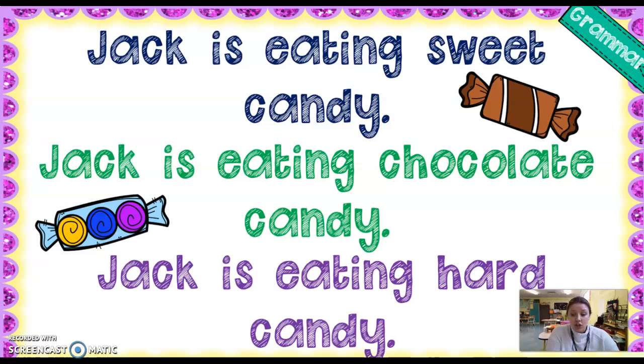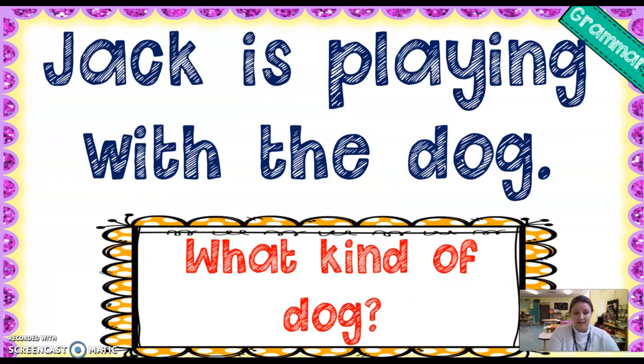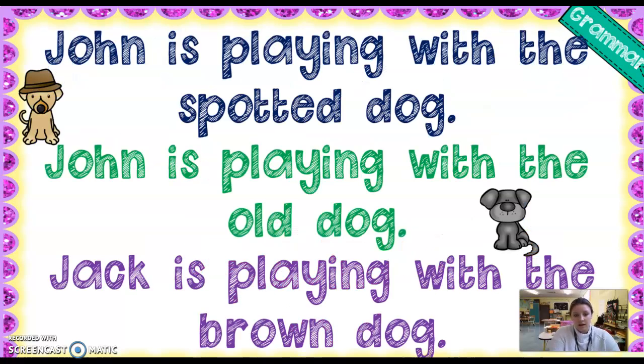Jack is eating chocolate candy. Chocolate is an adjective because it describes what kind of candy he's eating. Jack is eating hard candy. Hard is an adjective because it describes what kind of candy he's eating. Jack is playing with the dog. I'm going to look at the noun dog and ask myself, how can I use an adjective to describe what kind of dog Jack is playing with?